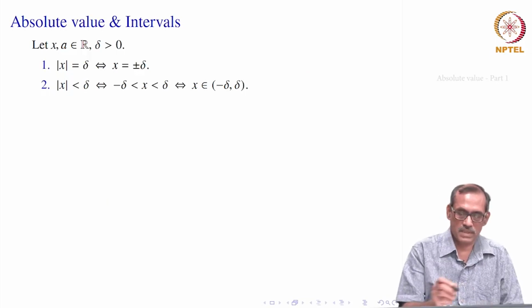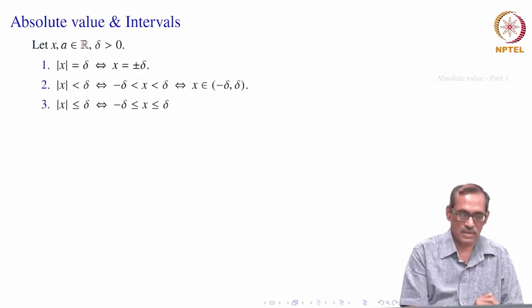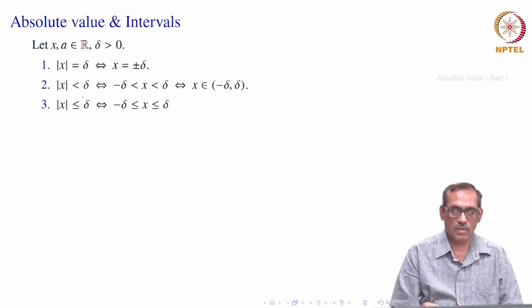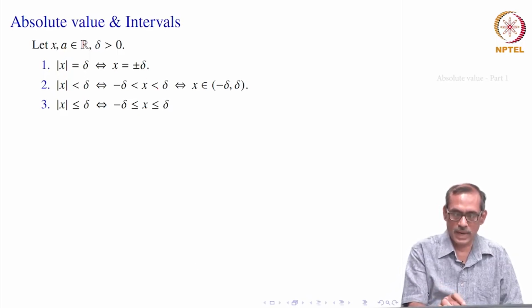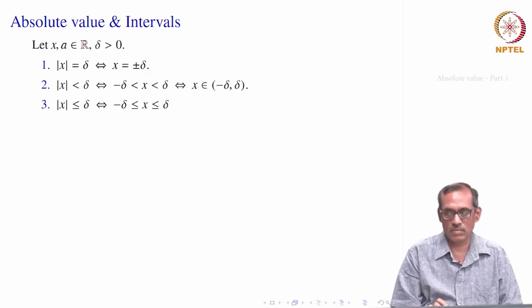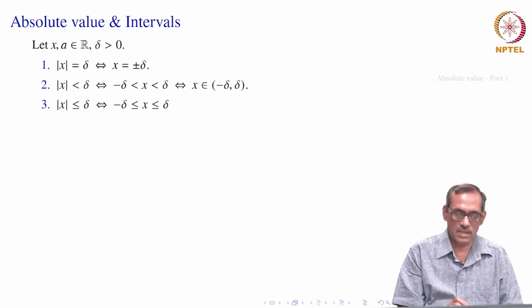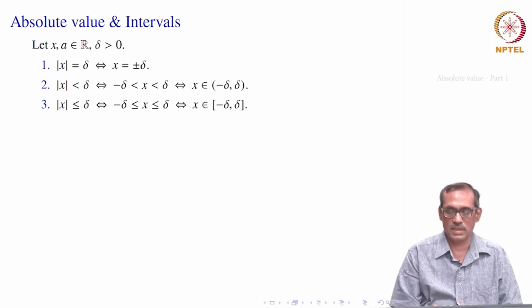That is what we express by telling x belongs to minus delta to delta. Well, if instead of less than it is less than or equal to, that means we are now combining both 1 and 2, and of course the result will be combined again. It can be minus delta to delta, or it can be equal to delta, or equal to minus delta. So all these things are possible, which means it is the closed interval: x belongs to the closed interval minus delta to delta.